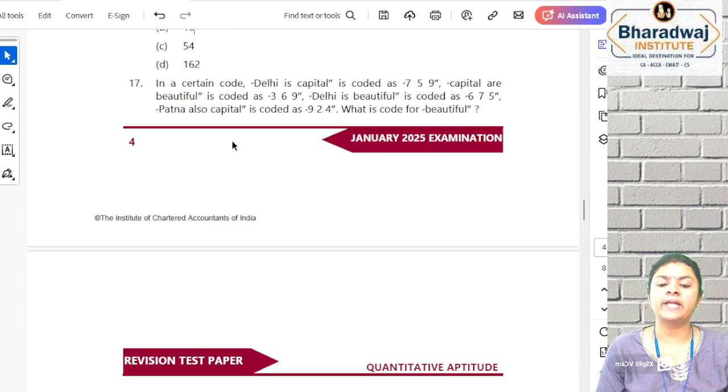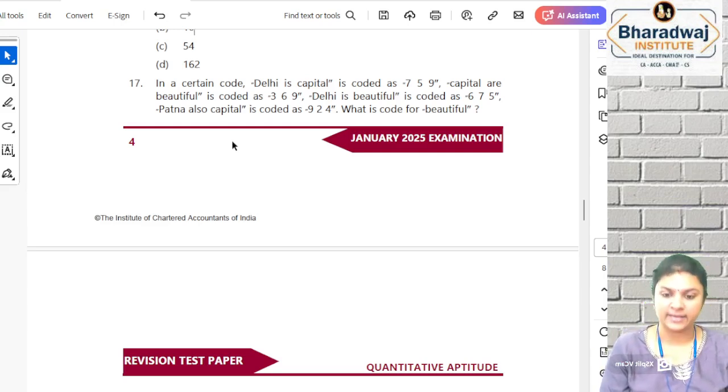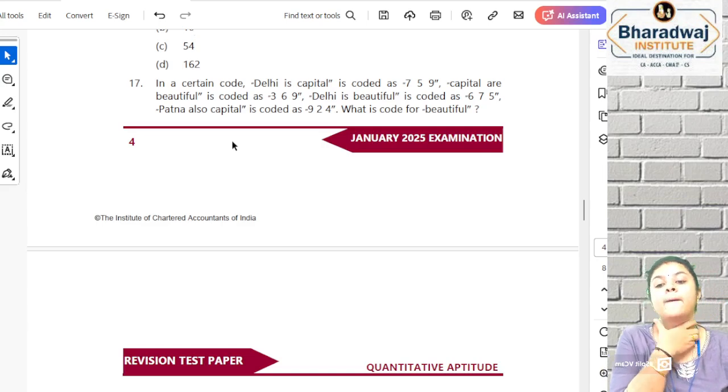17th. In a certain code, Delhi is capital is coded as 759. Capital or beautiful is coded as 369. Delhi is beautiful is coded as 675. Patna also capital is coded as 924. So what is the code for beautiful? Capital 9.